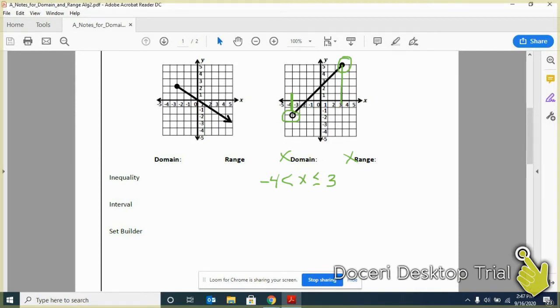That being said, if I look at my range in the same light, but this time I'm going to go bottom to top. Well, my range on my y looks like it starts here at -2 and it ends here at 5. So my range, I can say, goes from -2 to 5. And again, open circle, so an inequality, we're talking about y now.